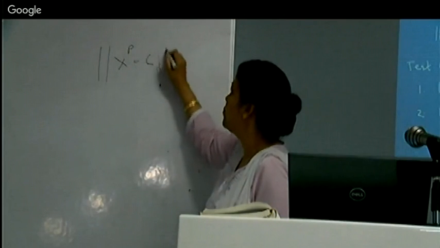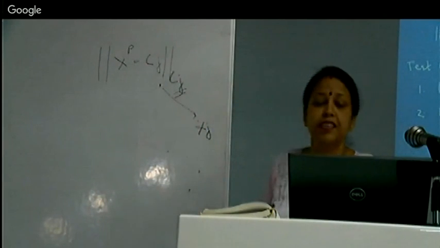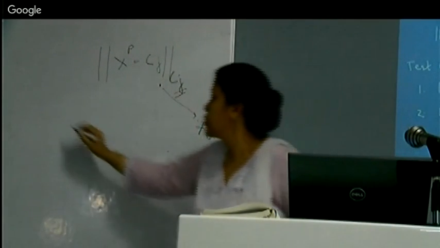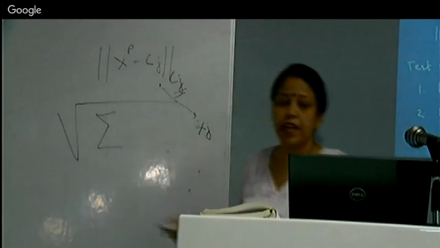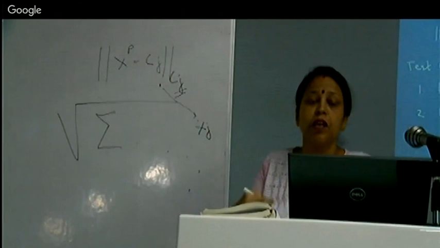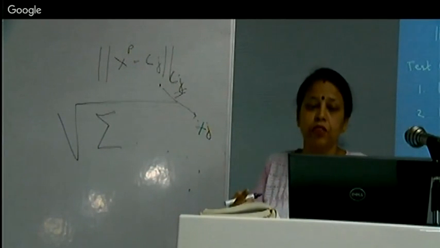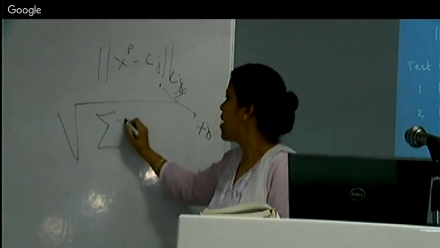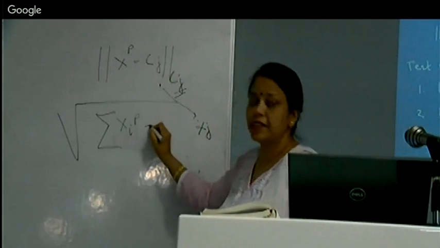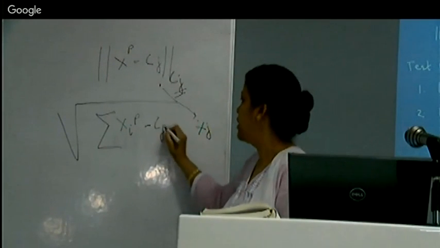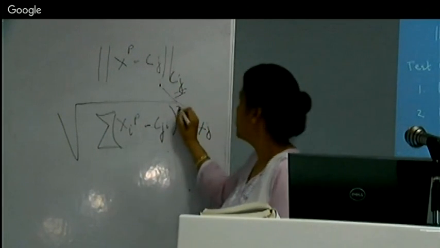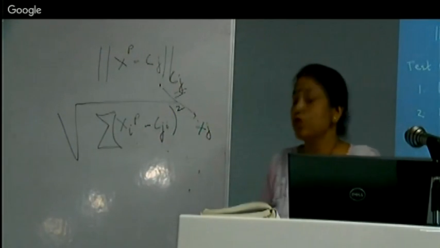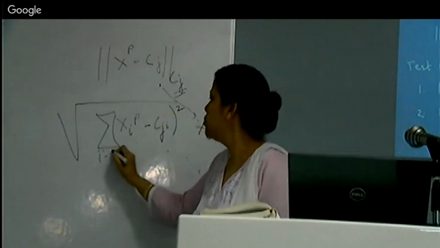The formula for the Euclidean distance is written as the square root of the summation of (x_ip minus c_ji) whole squared. Summation means there are more than one neuron, so 1 to n neurons will be there.